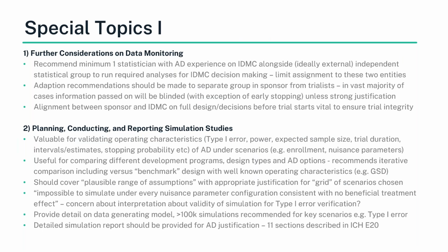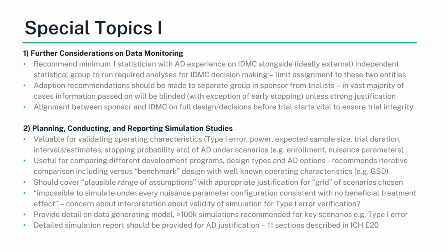It should cover a plausible range of assumptions with appropriate justification for the grid of scenarios shown. So you can't just pick a set of scenarios randomly. You need to justify why you picked that set, and maybe include why you believe this worst case scenario is actually a realistic worst case and not just one that you picked, when more worst cases could very much happen. "It's impossible to simulate under every nuisance parameter configuration consistent with no beneficial treatment effect" is a direct quote from the guidance.